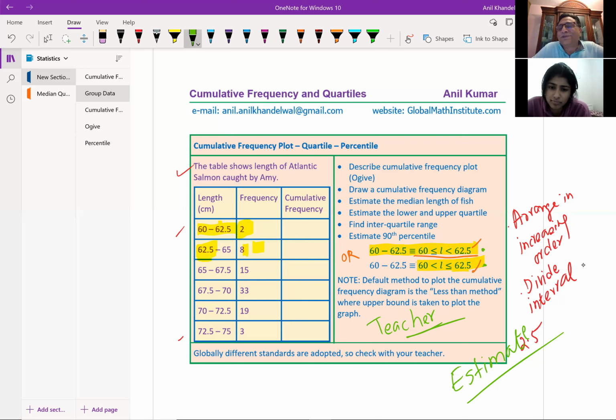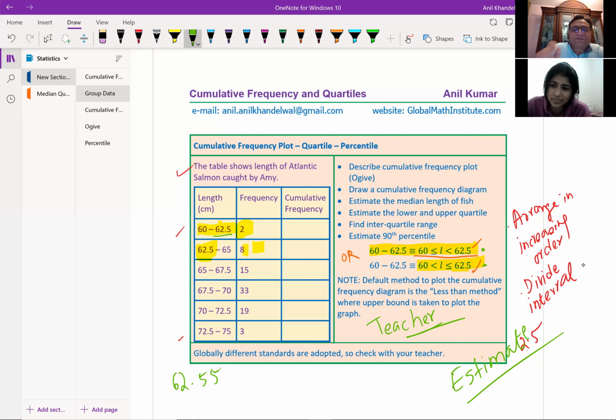If I write 60 to 62.5, again 62.5 to 65, what does it mean? 62.5 is included or not included in the first data, right? Now, I've seen some very beautiful solutions and some excellent books. What they do is, if they're rounding the figure to one decimal place, they will make a group not 60 to 62.5, but they'll change this number to 62.55. So in that case, there won't be any data whose length will be 62.55.